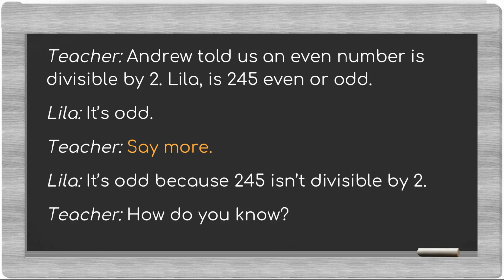Pause for a moment to read the revised teacher-student scenario. This time, the teacher uses "say more" to get a more elaborated response, and then follows up with "how do you know?" to get a clear explanation from Lila. By extending Lila's response, the teacher gets a picture of Lila's thinking and the depth of her understanding. If Lila's response is unclear or faulty, then the teacher can clarify and confront any misconceptions in the moment.